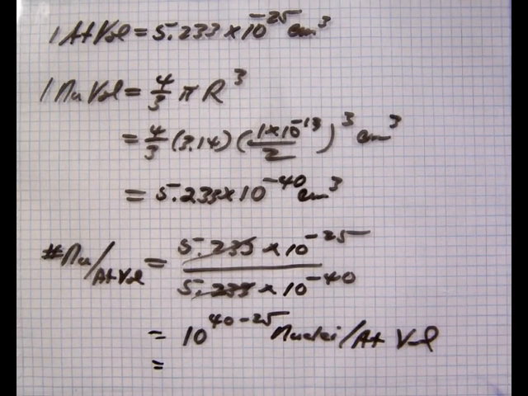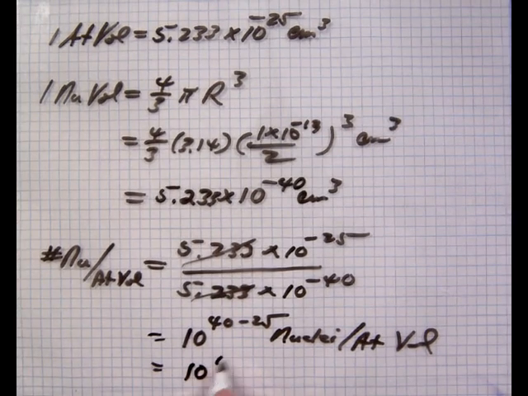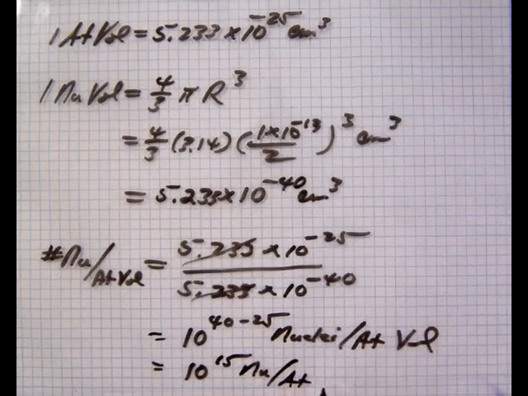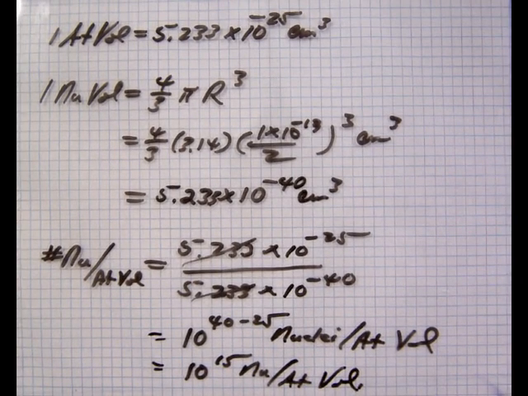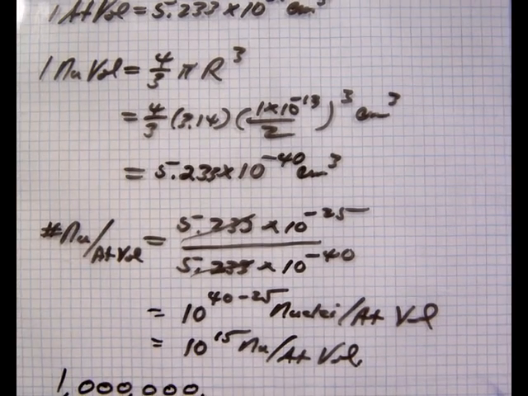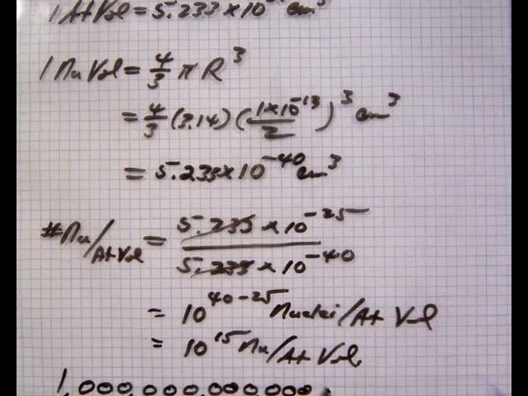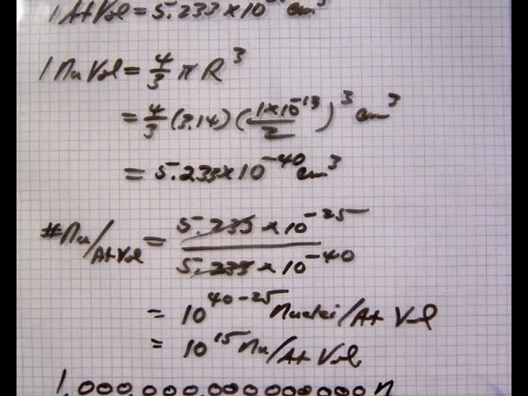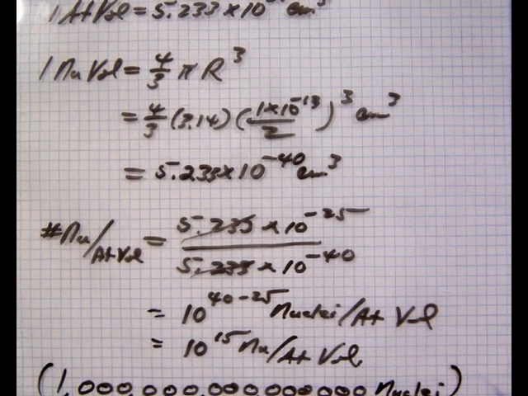And that works out to be 10 to the 15th nuclei per atomic volume. That's 1 and 15 zeros. What size number is that? 1, 2, 3, 4, 5, 6, 7, 8, 9, 10, 11, 12, 13, 14, 15 nuclei. It's like a basketball, punch a hole and fill it up with BBs. But for an atom volume, it takes, I don't know, it looks like 1,000 million million.